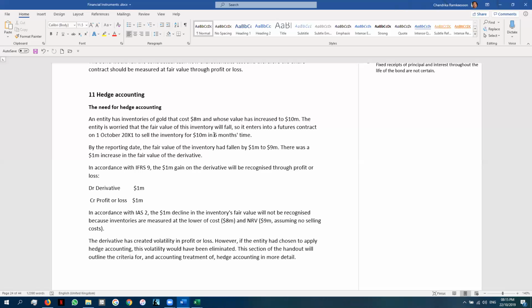In accordance with IFRS 9, the 1 million gain on the derivative will be recognized through profit or loss: debit derivative, credit P&L. In accordance with IAS 2, the 1 million decline in the inventory's fair value though will not be recognized because inventories are measured at the lower of cost or NRV. Cost 8 million, NRV 9 million.